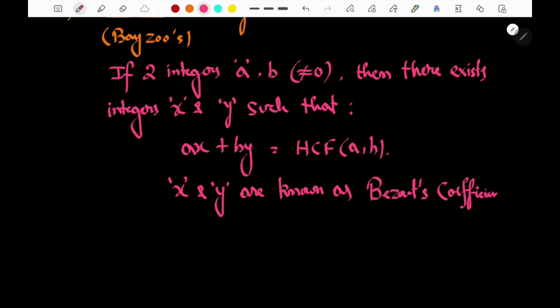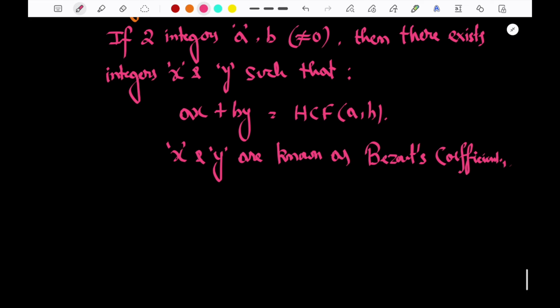What does this mean? It means if there are two integers, you find their HCF, and there can be a linear combination of a and b such that ax plus by will always be equal to HCF of a comma b. Now can we prove it?